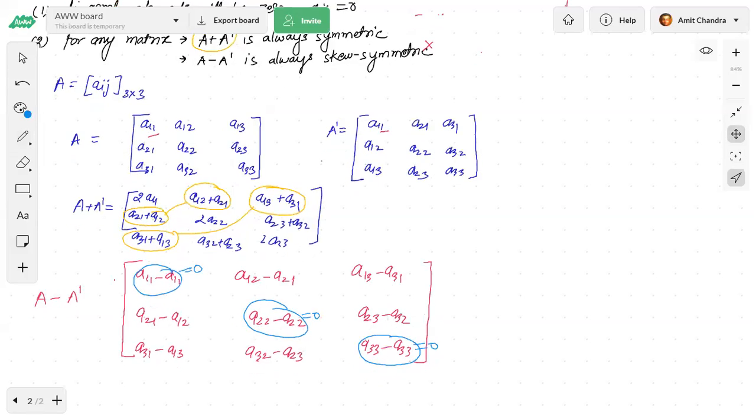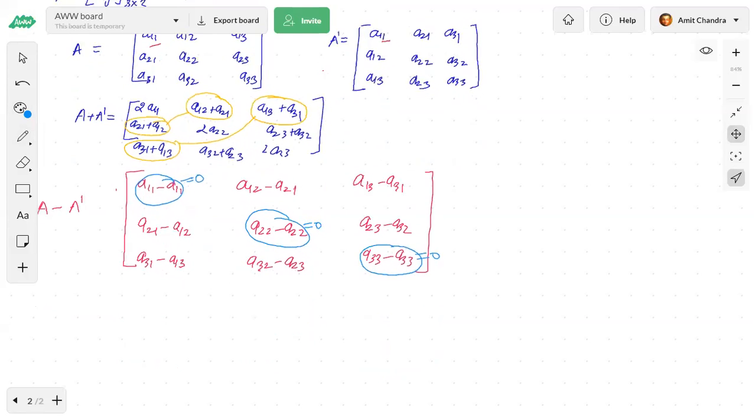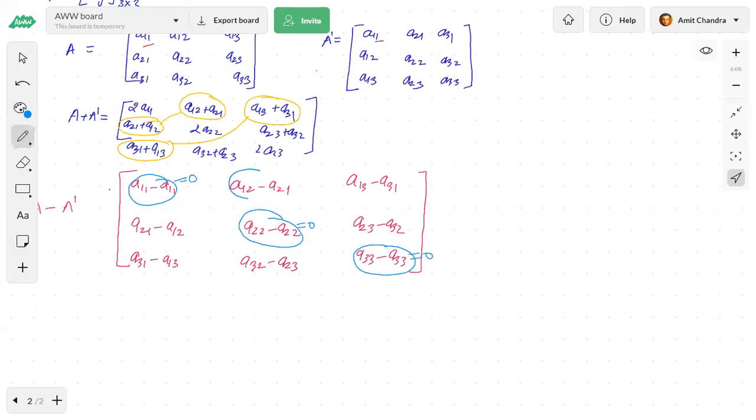Now if we see these other elements, this element is A12 minus A21, and this element is A21 minus A12. So these two are opposite in sign. Similarly A13 minus A31, and this is A31 minus A13. So these two are also opposite in sign, and similarly with this one, these two are also opposite in sign, right?